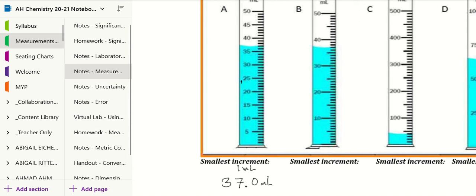What about in B? What's the smallest increment? 1? So then what did you guys read for the volume for this one? Did everyone put 37.0? No, what did you put? 36.9, same thing. 37.1, same thing. 36.8, 37.2, all would be acceptable.